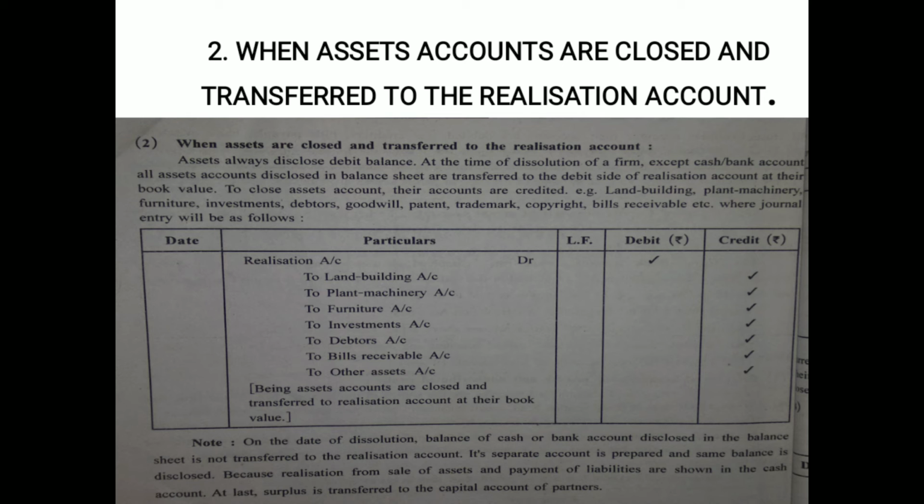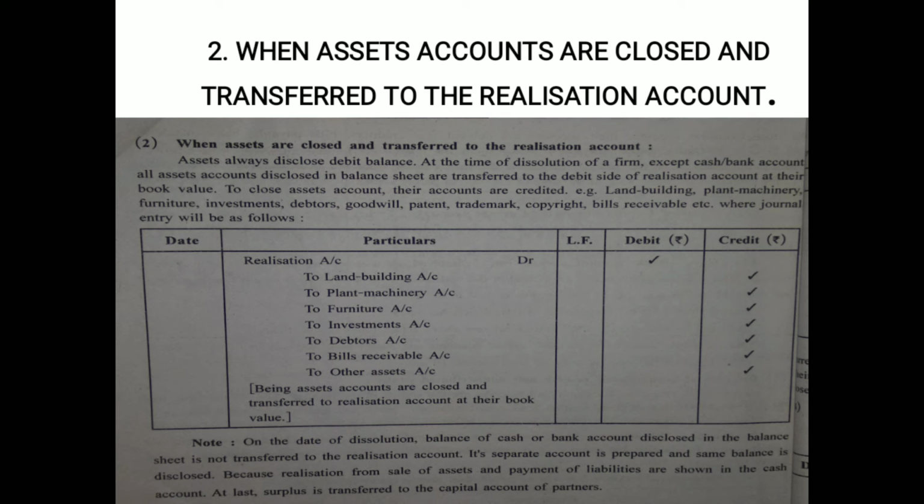Okay, we have an important note to be understood here. On the date of dissolution, the balance of cash or bank account disclosed in the balance sheet is not transferred to realization account. Why? Because its separate account is prepared and the same balance is disclosed, because realization from sale of assets and payment of liabilities are shown in the cash account and the surplus is transferred to capital account of partners.